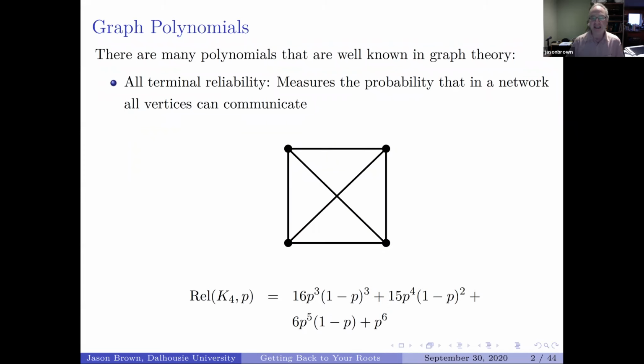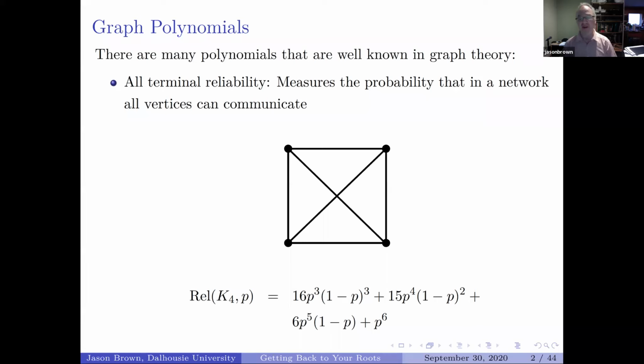As an example, we have a network here. It's an undirected finite graph. The vertices are always working, but each edge is operational independently with probability p. And then we ask, what's the probability that all the vertices can communicate with one another? That is, that the spanning subgraph of the operational edges contains a spanning tree.